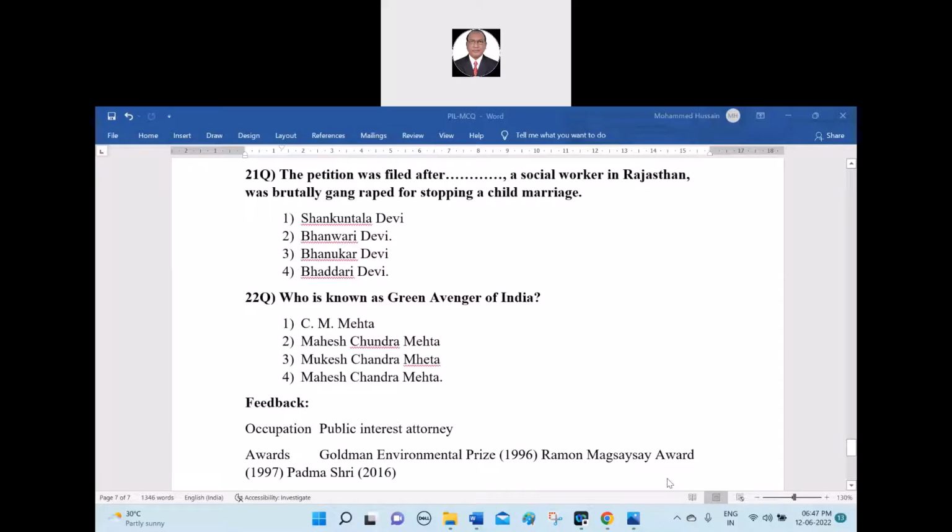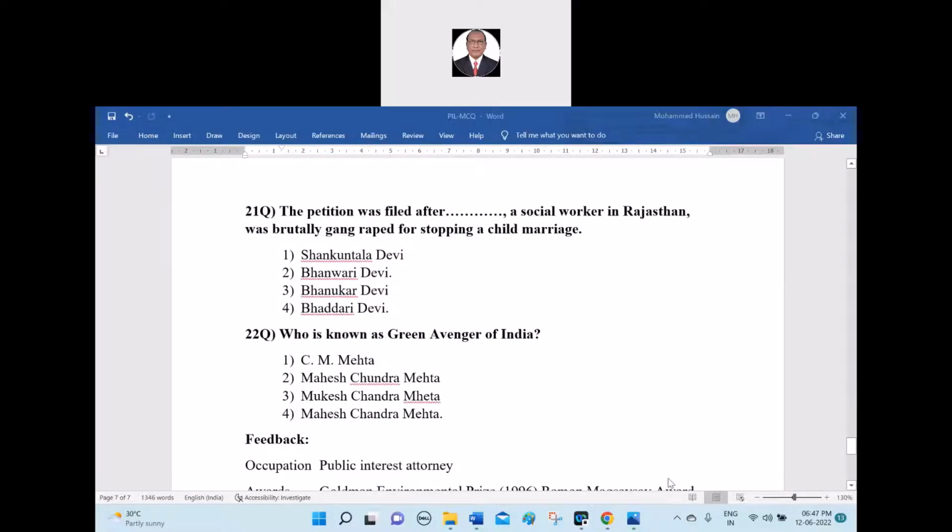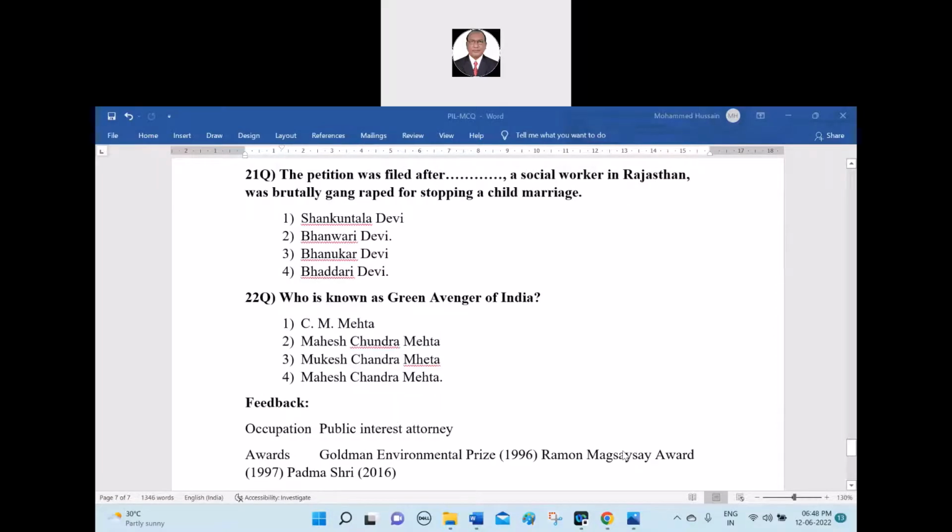Then the occupation: public interest attorney. What are the awards he got? Supplementary question. Mahesh Chandra Mehta, for his contribution to society, the Government of India has given some awards to him. What are the awards that he obtained from the central government? Supplementary question. Goldman Environmental Prize 1996, Ramon Magsaysay Award 1997, Padma Shri in 2016.